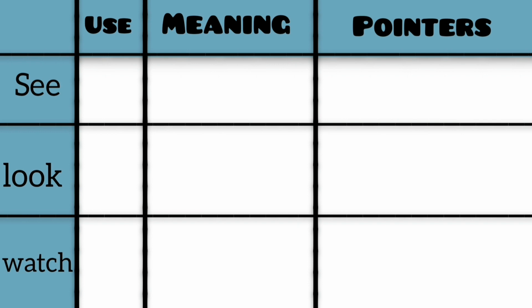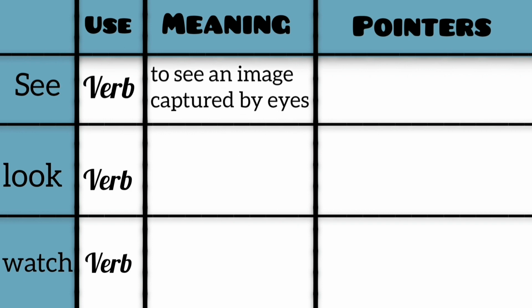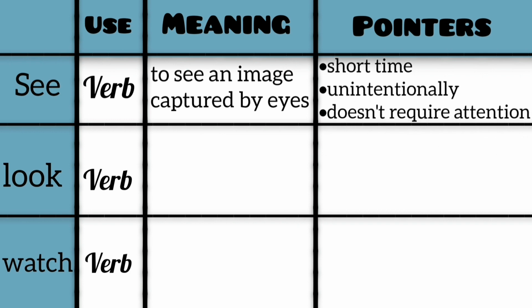To understand the differences better, I made a table for you. See, look, and watch. All of these are verbs. See means to see an image captured by eyes. And we use it when it happens for a short time, when it happens unintentionally, and when it doesn't require attention.